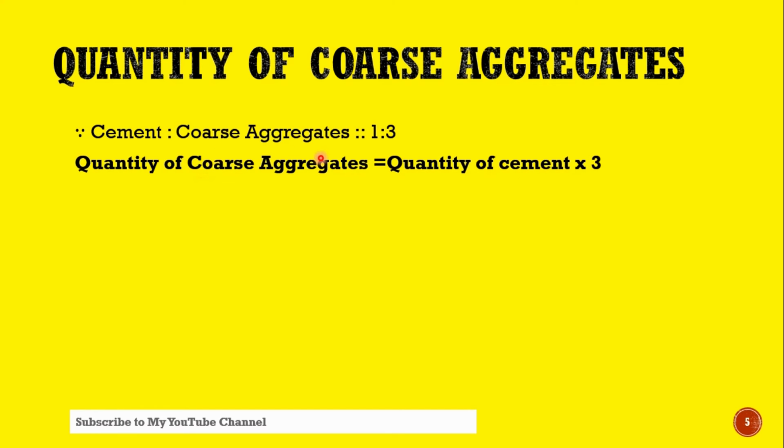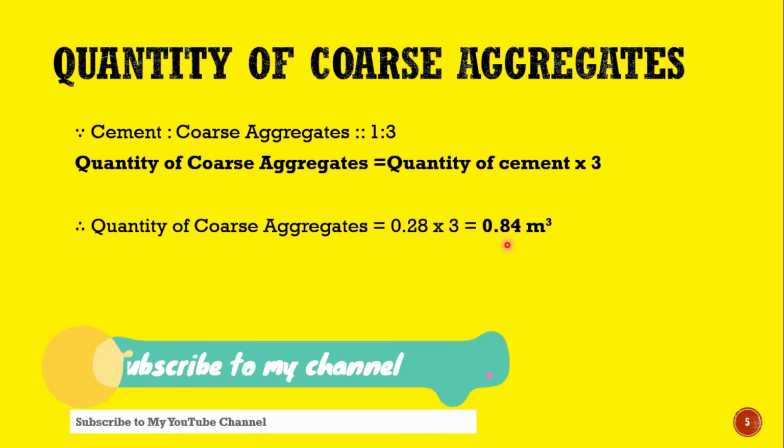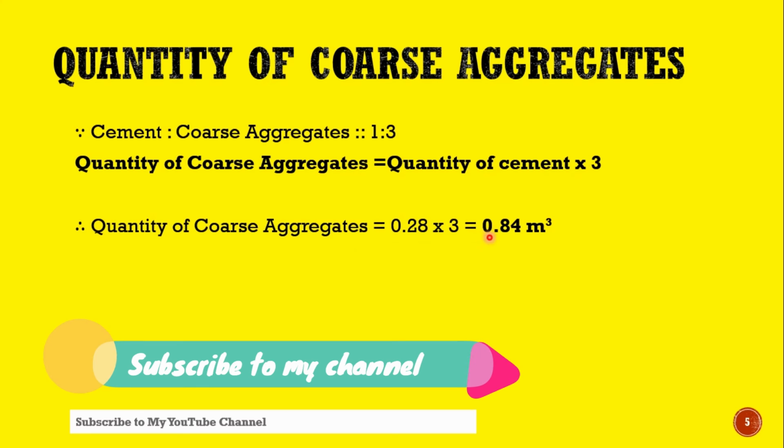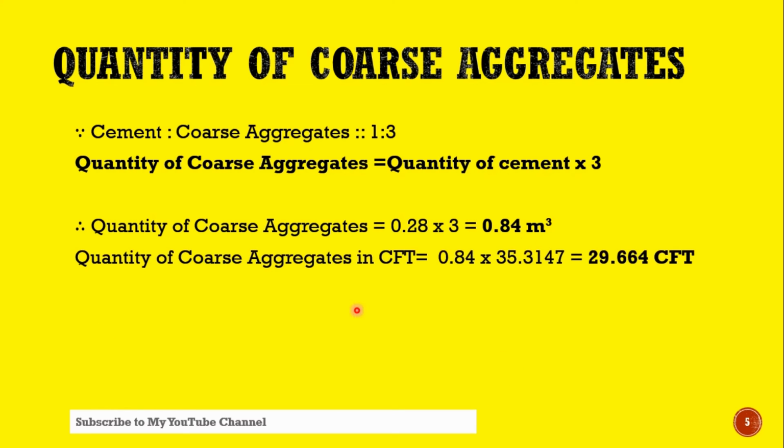Since cement and coarse aggregate are in the ratio of 1:3, therefore quantity of coarse aggregate equals to quantity of cement multiplied by 3. Quantity of cement is 0.28, and if you multiply this value with 3, then you will get the quantity of coarse aggregate, which is equals to 0.84 cubic meter. Multiply 0.84 with 35.3147, then you'll get the quantity of coarse aggregate in CFT, which is equals to 29.664 CFT.